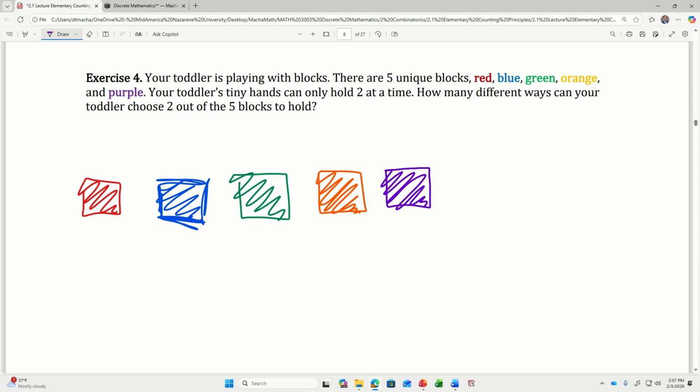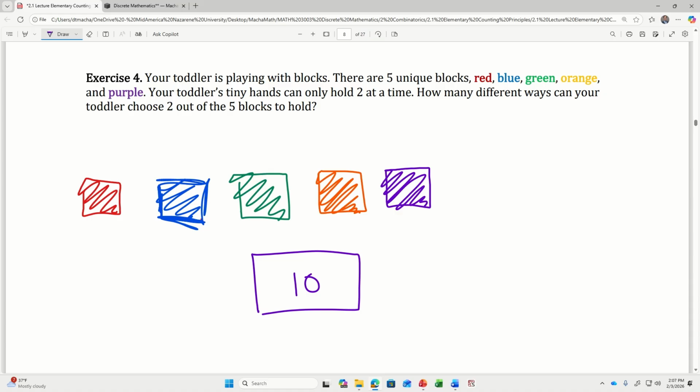Does it matter which hand he holds which one in? No. 10. 10? Yeah, I think. Just come up with 10. Yeah, so this is a pretty easy one to think about, right? This is 1 combination, 2, 3, 4, 5, 6, 7, 8, 9, 10. Okay? 10.